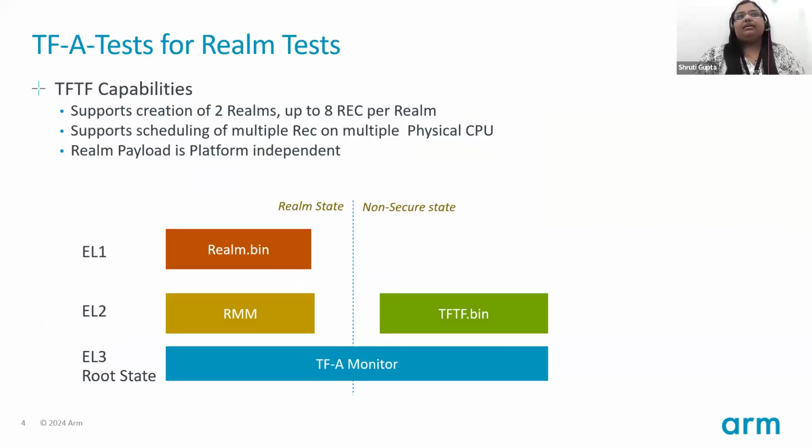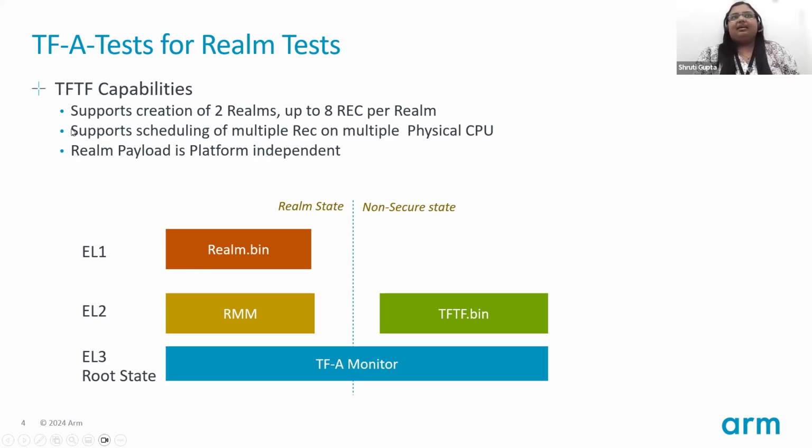TF-A-Tests is a suite of bare metal tests which we use to validate TF-A without having dependencies on the OS. We have now integrated realm support into TF-A-Tests. This is how it looks: the TF-A-Tests binary sits at non-secure EL2, and the realm payload is loaded at REL1.